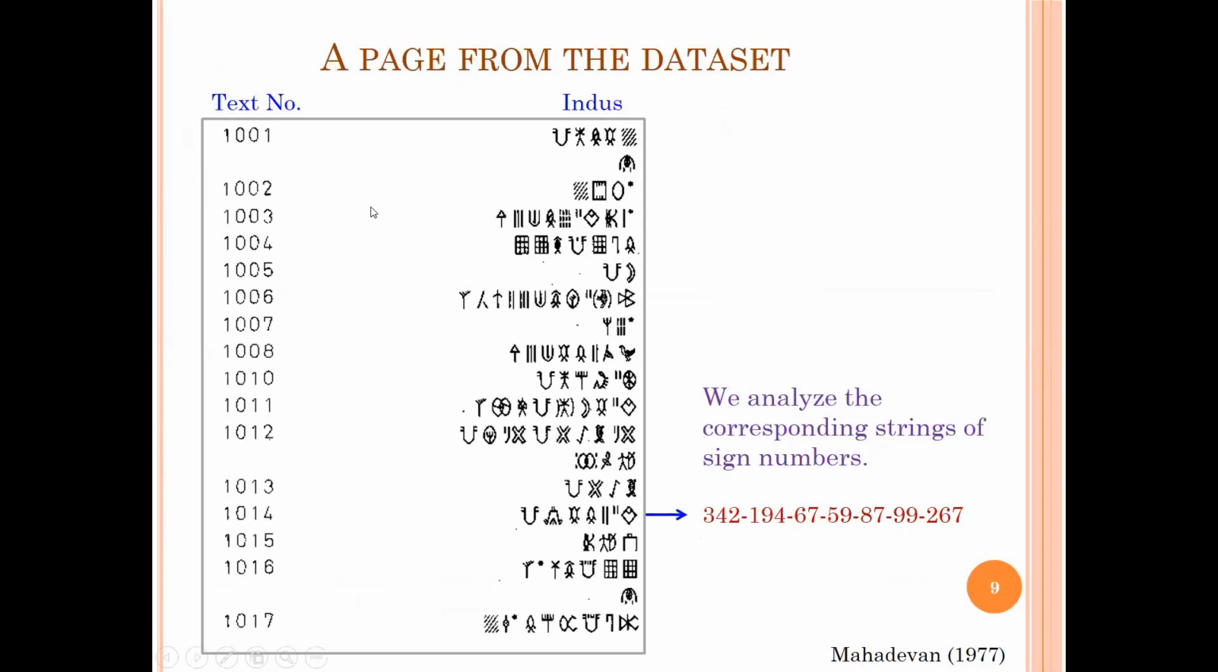When we work with the strings, we actually work with the corresponding string of numbers. So this is sign number 342 over here, and this is the very common beginner, sign number 267, and the other signs are also marked by the corresponding numbers. At times you can see certain asterisk marks on some of the signs. These are texts coming from some of the damaged objects.